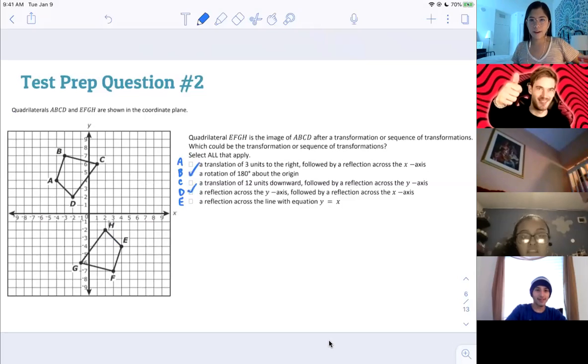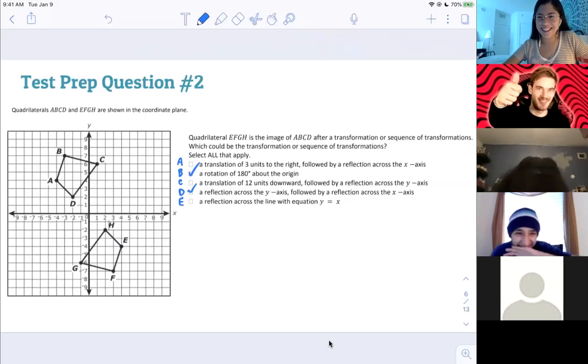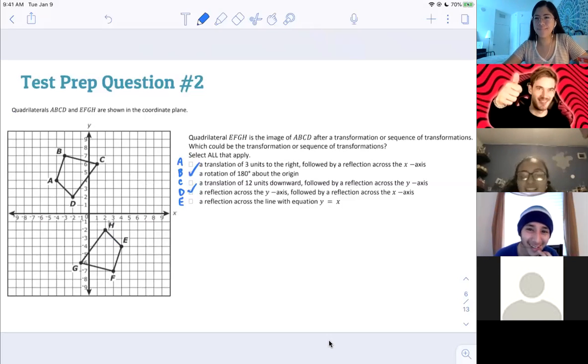Miss, I put C by accident. Miss, I swear. I put C by accident. Miss, I promise. I promise with all of my heart. Oh my God. No, I promise. The lie she tells.